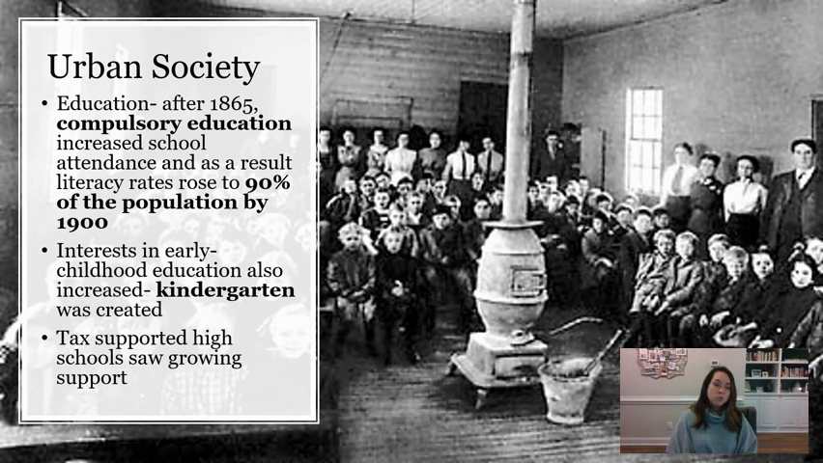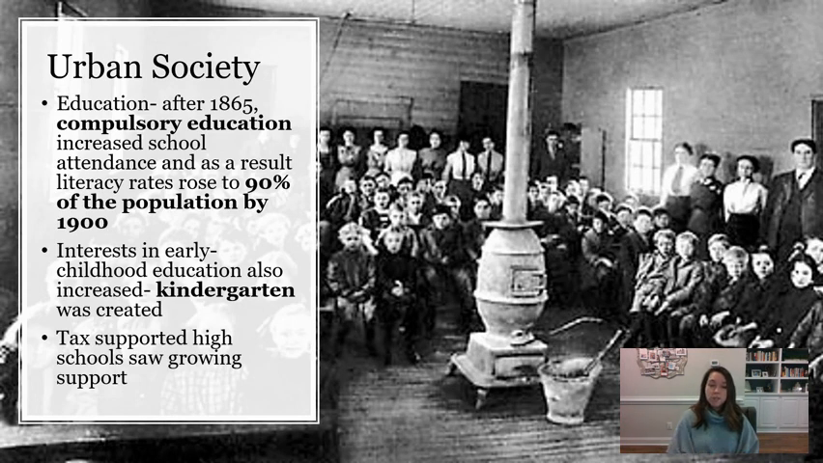So compulsory education was also a part of urban society. Increased attendance of schools during this time period resulted in literacy rates increasing by 90%. So 90% of the population could read and write by 1900. There was more and more interest thanks to those settlement houses and early childhood education and kindergarten, and it's all tax supported. Originally, it would be your basic reading, writing, arithmetic.